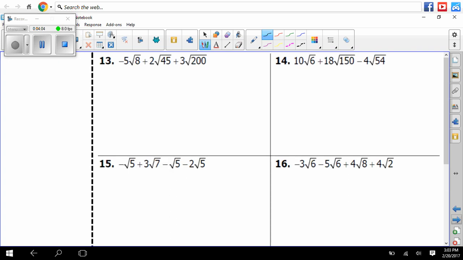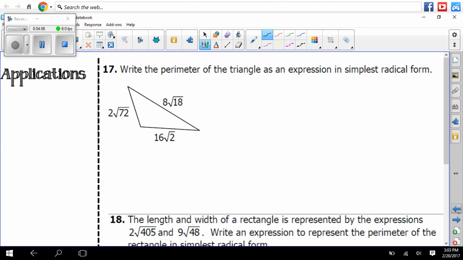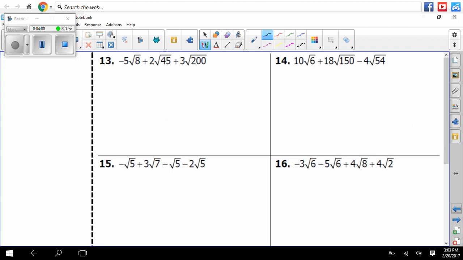Okay, we have 13, 15. I think that's almost it. Then we get into application problems. So I have 8. Hopefully you know by now that's 2 radical 2. Should be memorized by now. So it's negative 10 radical 2. The middle one, 45. Hopefully you know it's 9 and 5. Square root of 9 is 3. So 2 times 3 would be 6 radical 5.